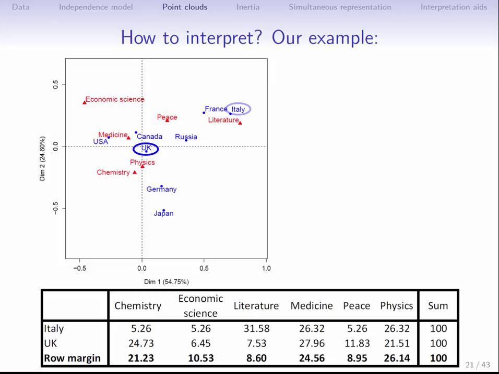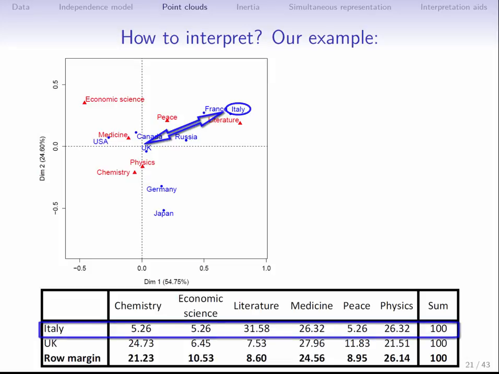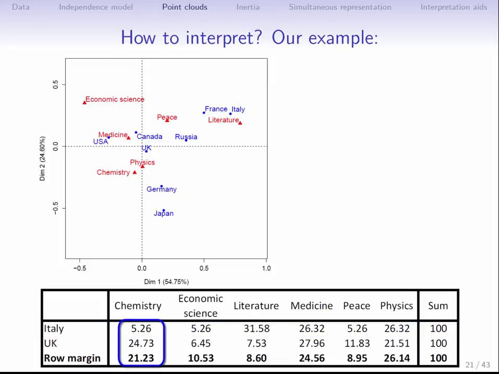How about Italy? Well, it's quite far from the origin, which means that its profile is quite far from the mean profile. Let's take a closer look at Italy. For example, 5% of the Italians' prizes are in chemistry, while the mean value is 21%. And it's reversed for literature. 32% of Italy's prizes are in this, compared with the average of 9% over the G8 countries.